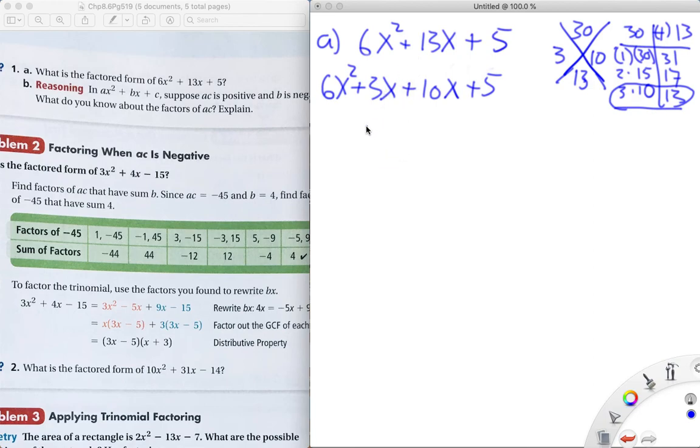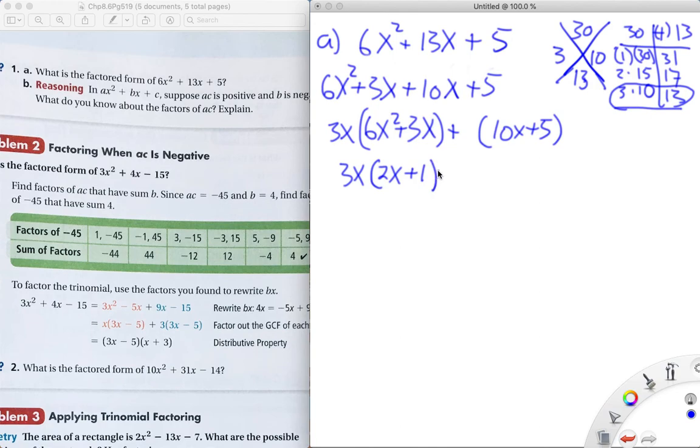Then we can split this up and factor out numbers. So 6x squared plus 3x, I can factor out a number here. This plus sign stays here. And then 10x plus 5. I should be able to factor out a number here. Well, what can I factor out? I can factor out a 3, and I can factor out an x. So this turns into 2x, right? 3x times 2x is 6x squared. I divide out the 3x, that turns into a 1.